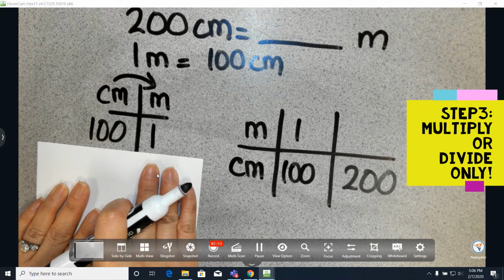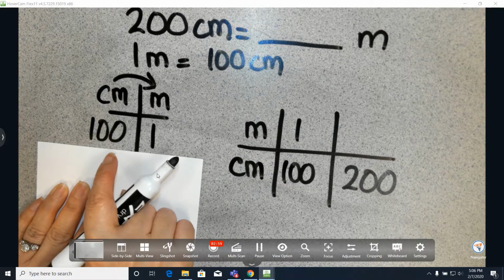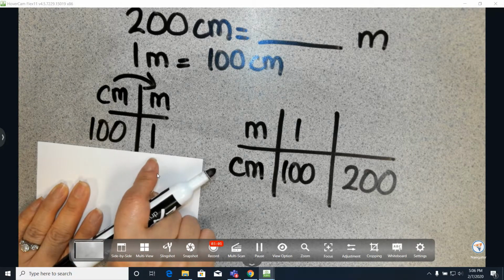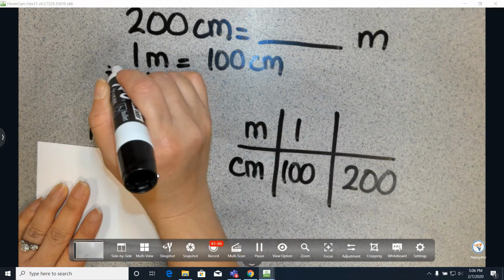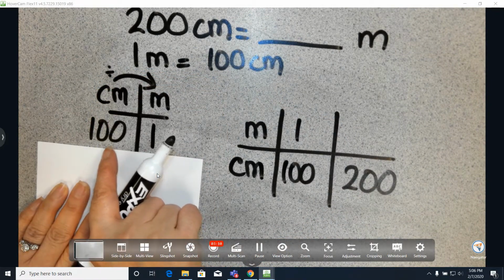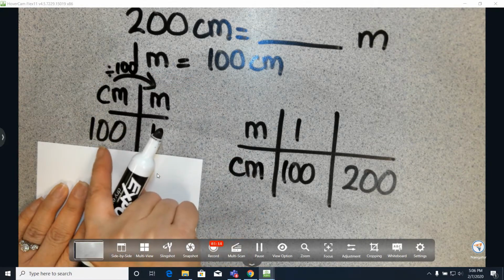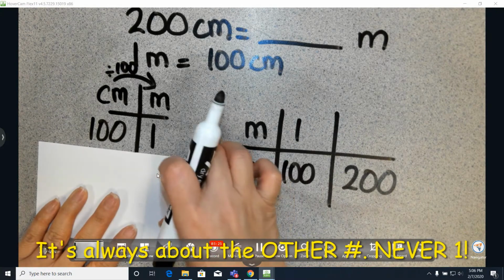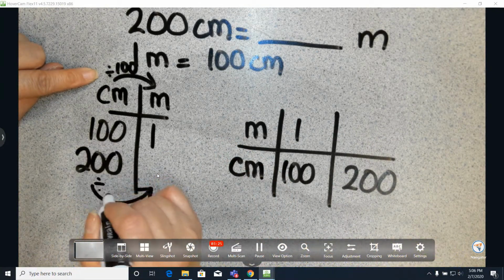We're talking about dividing and multiplying. It's never about adding or subtracting. So 100 multiplied or divided by what to give you 1? And because we're going from big to small, you should be thinking that we're actually dividing. And what are we dividing by? We're dividing by that 100. It's never about the 1. It's always about the other number. So whatever you do here, you're going to do the exact same thing here.